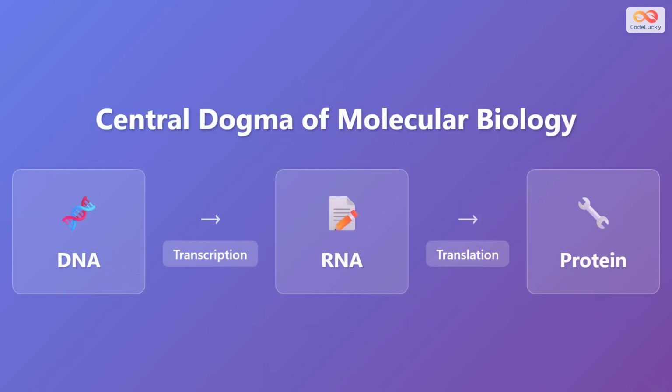The central dogma of molecular biology describes the flow of genetic information in cells. It begins with DNA, which stores the genetic code. Through a process called transcription, DNA is copied into RNA, then, through a process called translation, RNA is used as a template to build proteins. These proteins perform most of the work in cells and determine an organism's traits. This flow from DNA to RNA to protein is fundamental to understanding how genetic information is expressed in all living organisms.